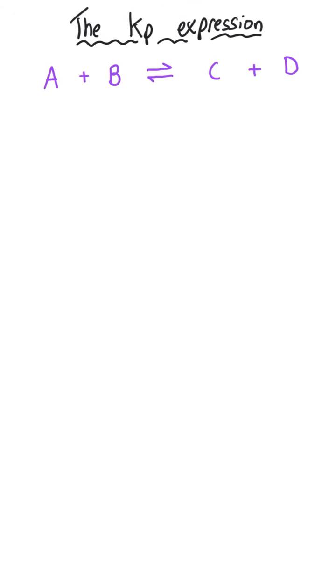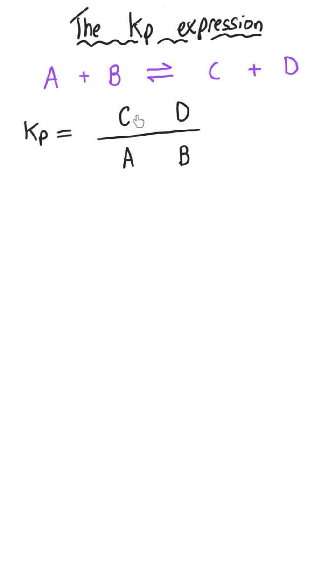It's really important that you can construct an expression for Kp, and this might be a standalone question or the beginning of a calculation. The way that you do this is the same for all equilibrium expressions. We always begin by writing the equilibrium constant is equal to, and then we're going to have a fraction, and on the top of the fraction we're going to write the products, and on the bottom of the fraction we're going to write the reactants.